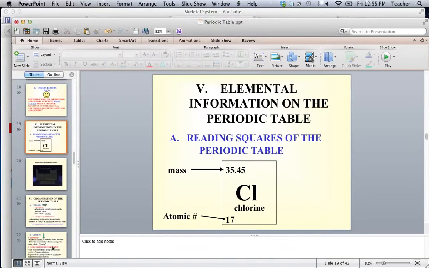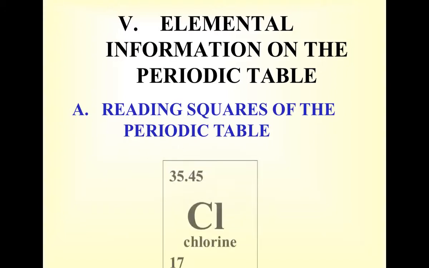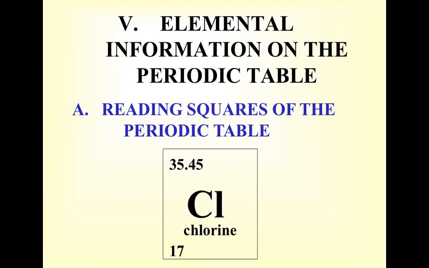Okay, what we are going to do is take a look a little bit at some of the organizational information on the periodic table. So let's first take a look at how we read the squares on that periodic table. Okay, so we have here a sample square. Now this sample square actually looks a little bit different than the one that you have, but this also helps you read pretty much any square on the periodic table.